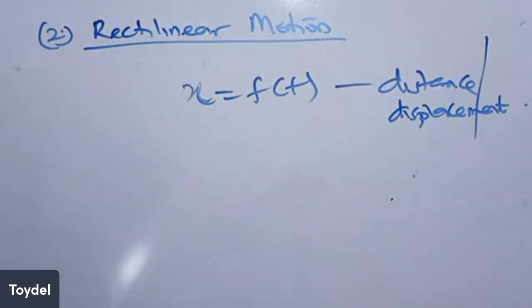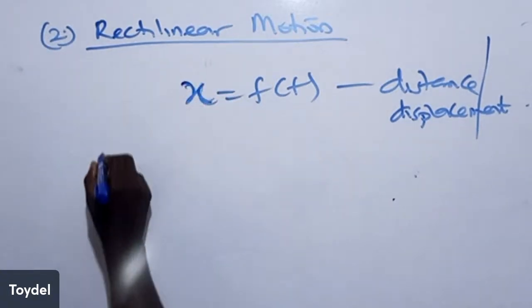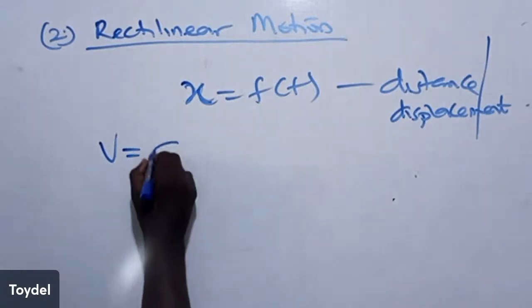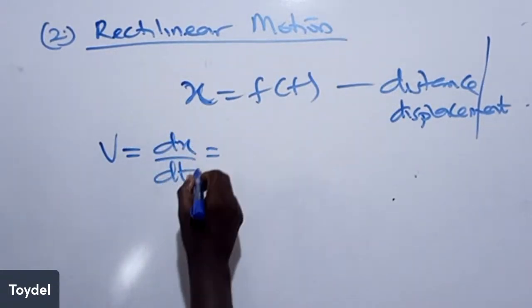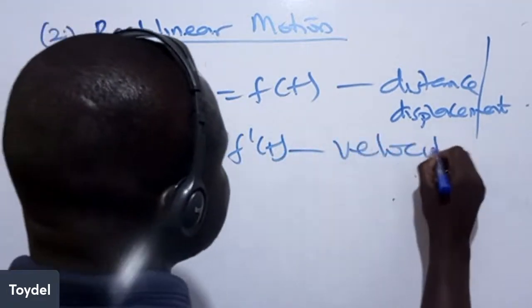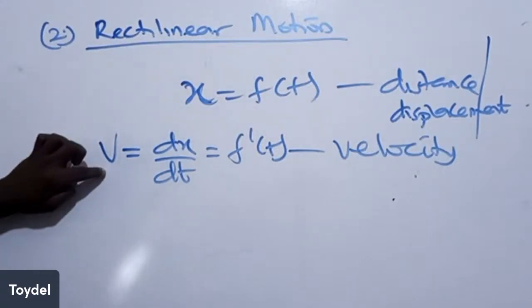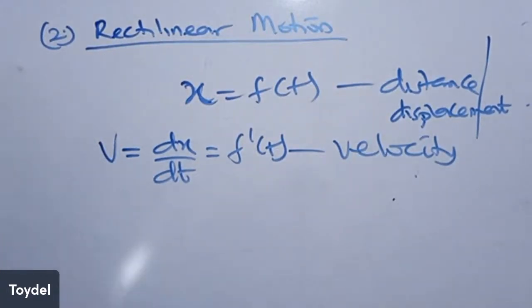So what is distance? It is the rate of change of speed with time. And if it is displacement, the derivative will be called velocity. Velocity is the rate of change of displacement with time. From this displacement, we can go ahead and find v. V will be dx over dt, which is the same thing as f prime of t. This is called velocity. That is, when we take the derivative of the displacement, we get velocity.